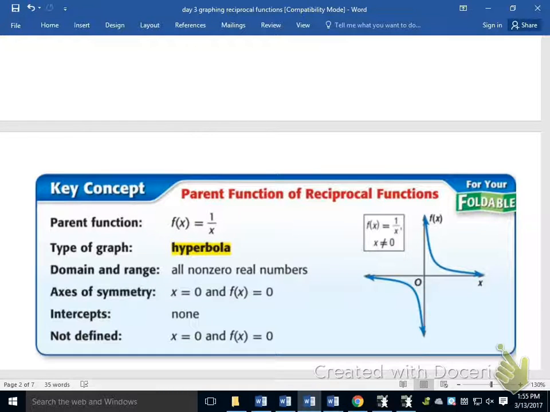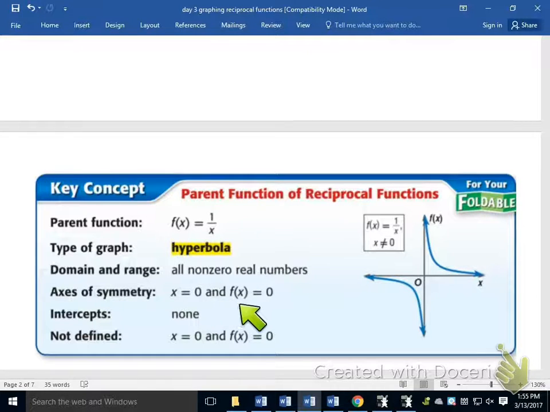This is day 3, graphing reciprocal functions. What we're going to be looking at today is what begins our look at rational functions, how to graph them, and properties of their graphs. f of x equals 1 over x is the parent function of all these. The shape of this graph is called a hyperbola.